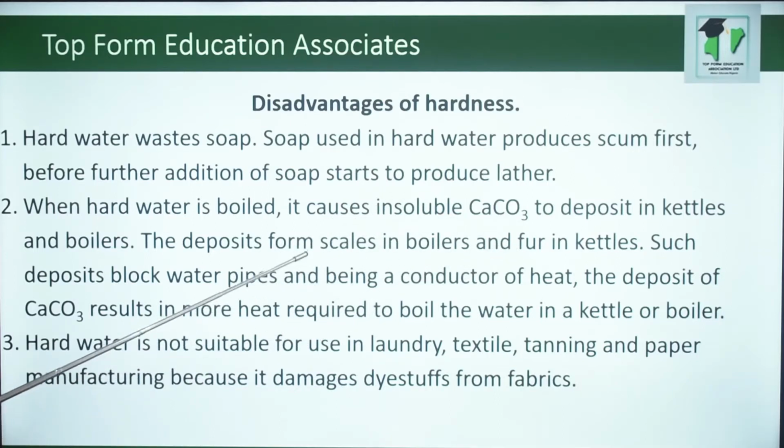What we refer to as scales in boilers: when you buy a boiler new, it's shiny. It has this silvery shining, but after using it for a long period of time, it turns brown. The same occurs in kettles. Such deposits will block water pipes, and being a poor conductor of heat, the deposit of calcium carbonate results in more heat required to boil the water in a kettle or boiler.